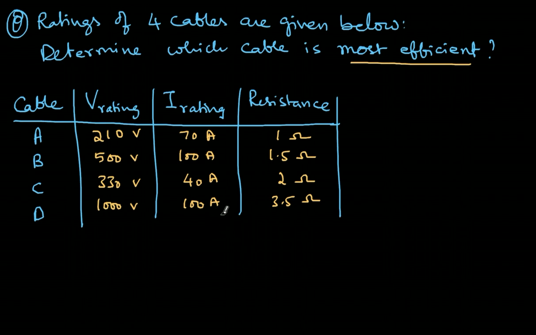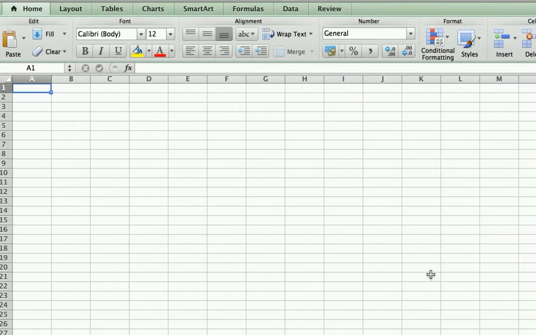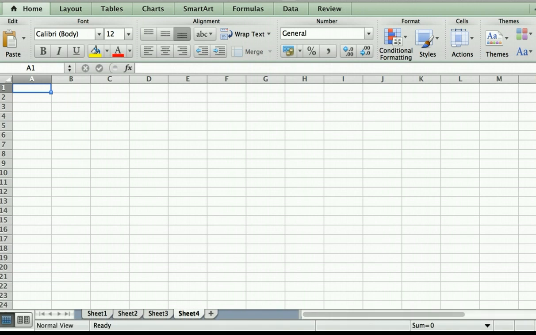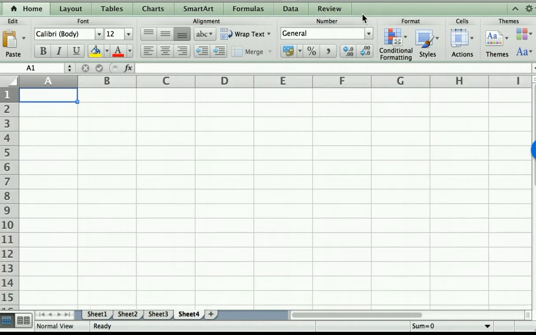Okay, so I'll answer this question now. So how do I answer this question? In order to answer this question, I'll try to use an Excel sheet. So let me just bring in Excel. I'll simply copy the data.